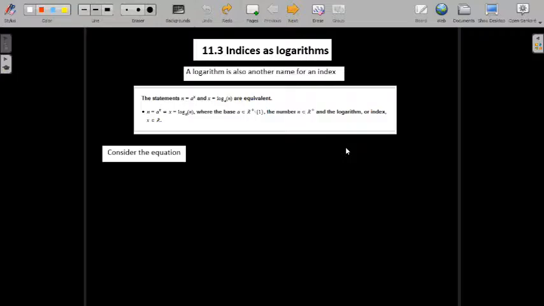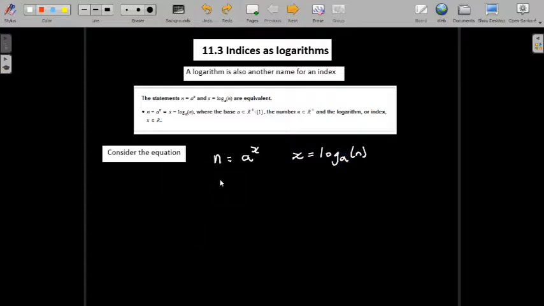Today we're looking at indices as logarithms. So to start off with, a logarithm is also another name for an index. Essentially what it means is if we've got a value n, we've got the statement n equals a to the x is equivalent to x equals log a of n.